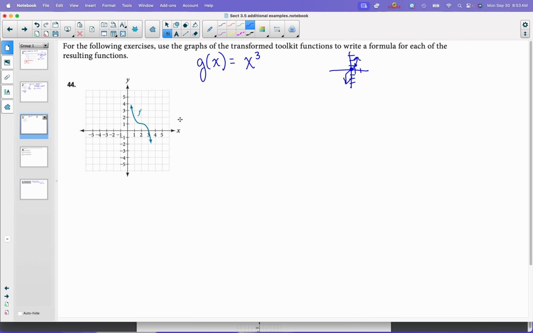So we have to think about what has changed. I can tell that my point of inflection, remember it's not a vertex, it's a point of inflection, is not at 0, 0. It's at the point 2, 1. So that's important, because that tells me how it's moved. But I can also see that it looks like it's flipped. So first of all, it's going to be to the right 2, since it shifted from 0 to 2. And it's going to be up 1. So we know that part of it. But we can also look at this and say that it's flipped over the x-axis.